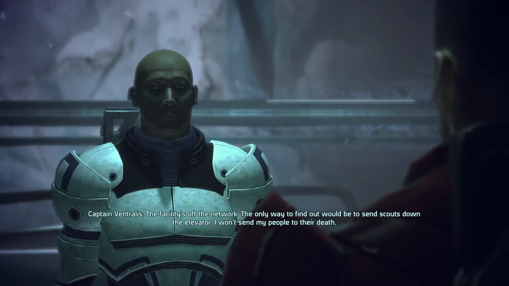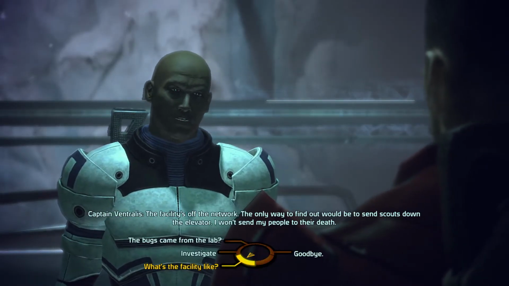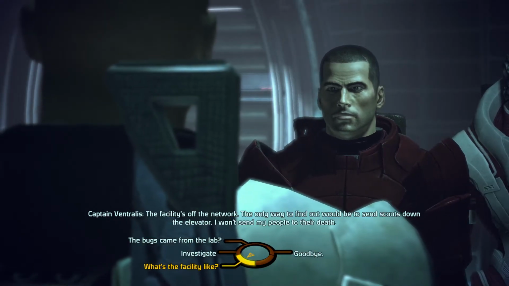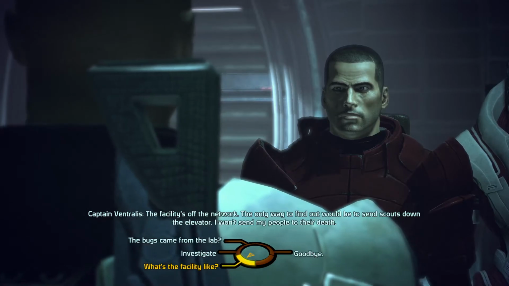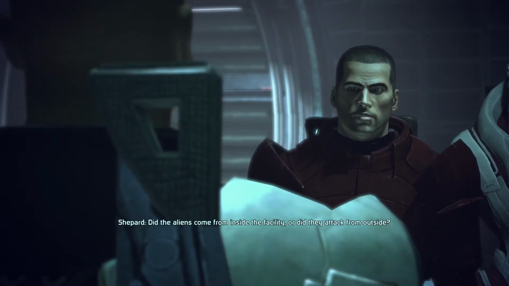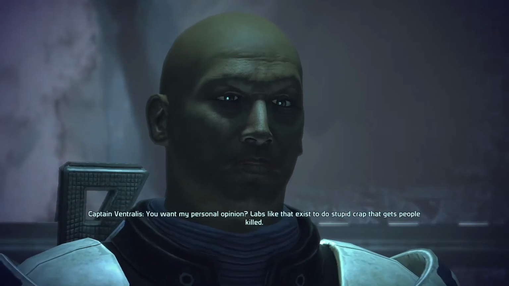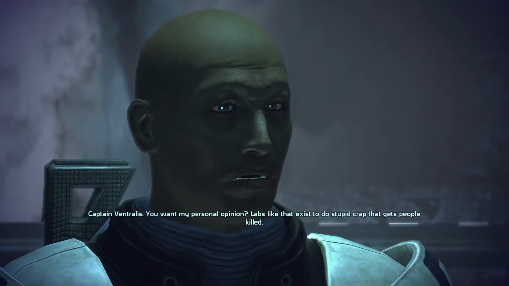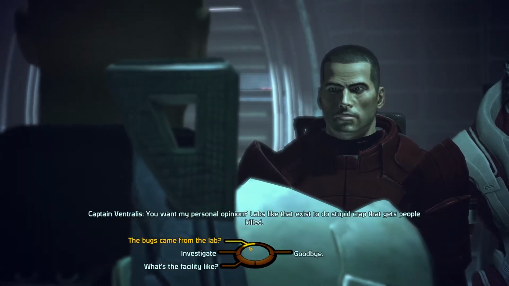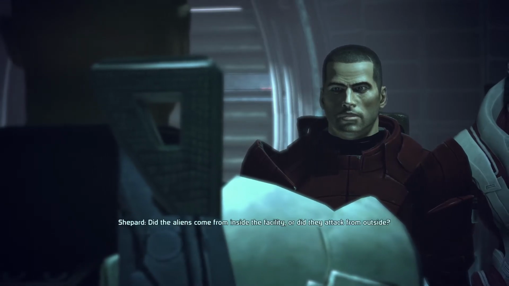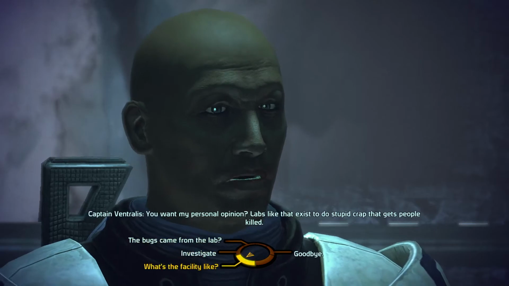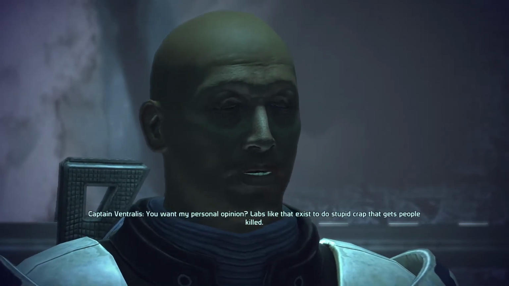The facility's off the network. The only way to find out would be to send scouts down the elevator, and I won't send my people to their death. Did the aliens come from inside the facility, or did they attack from outside? You want my personal opinion? Labs like that exist to do stupid crap that gets people killed.